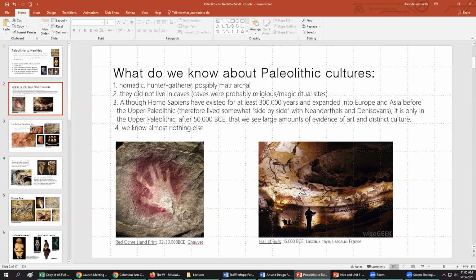But we have the basic dates here, and we do know that, mostly because we have very little evidence of any kind of settled existence, these people lived a nomadic hunter-gatherer lifestyle where they followed herds of animals in hunting patterns. They were possibly matriarchal. We have some evidence, but I don't think that we could even say that's likely. It's just a possibility.